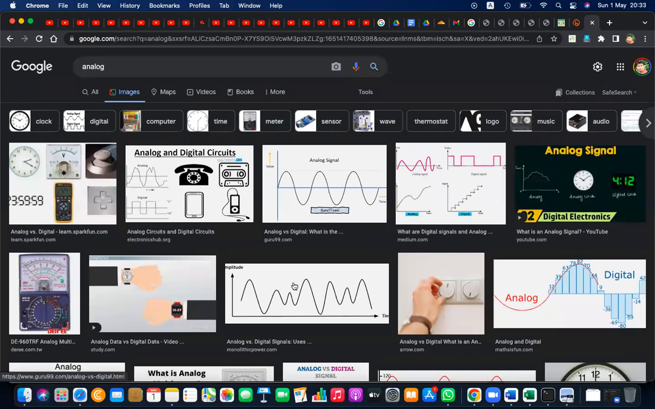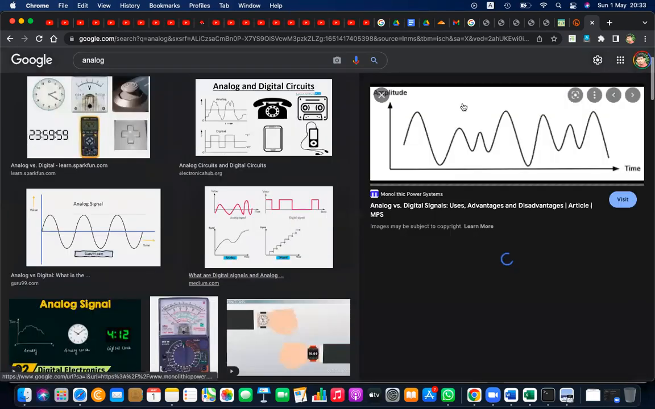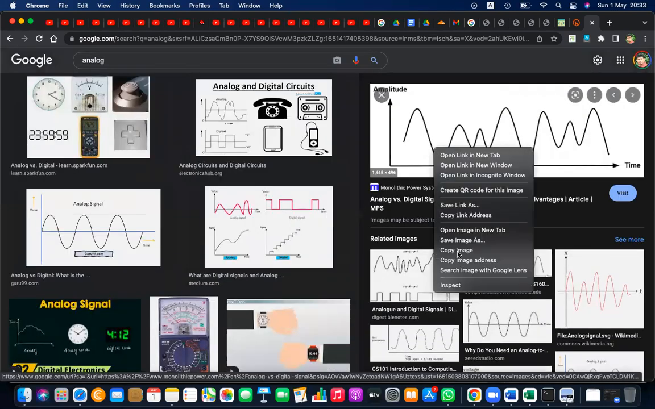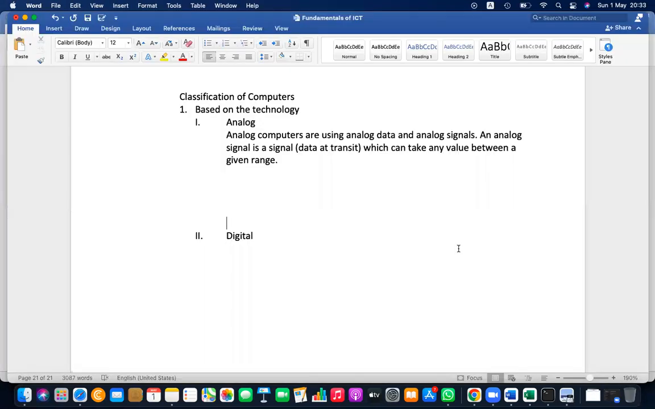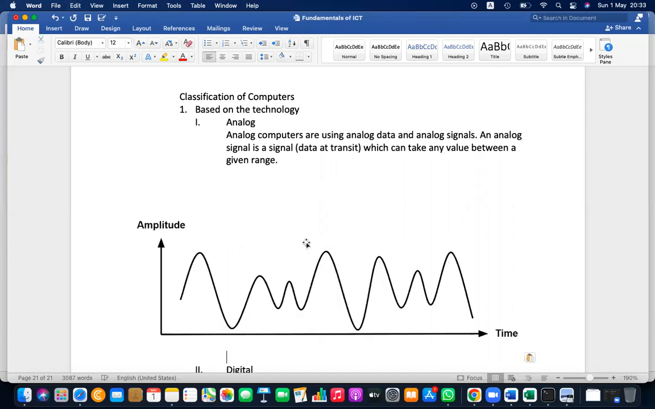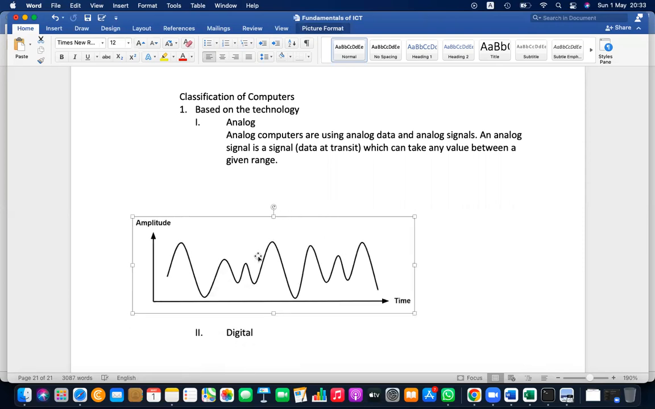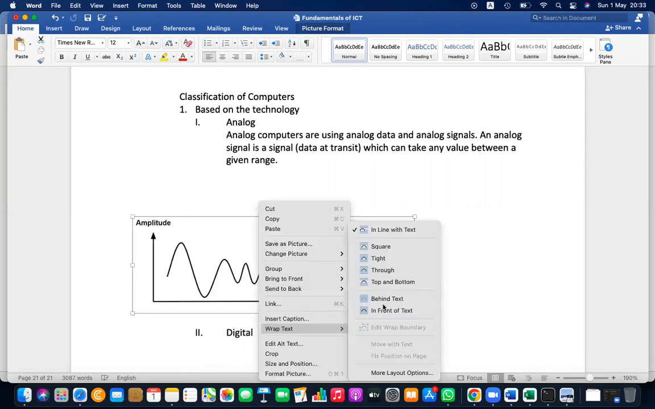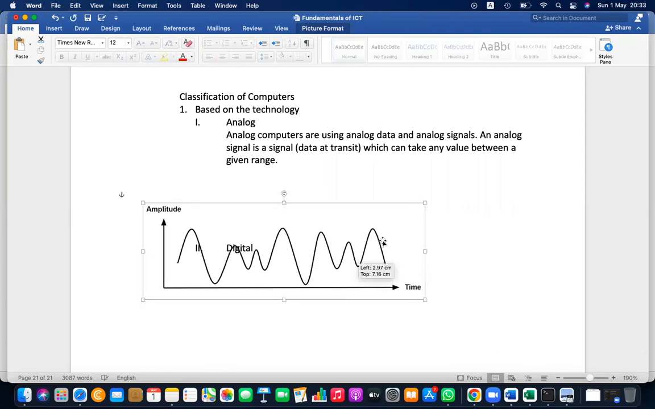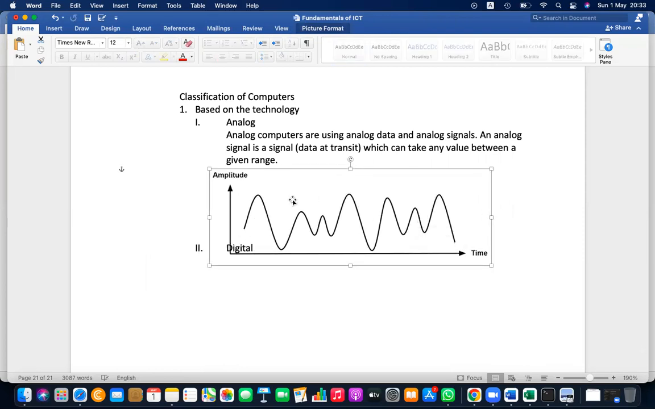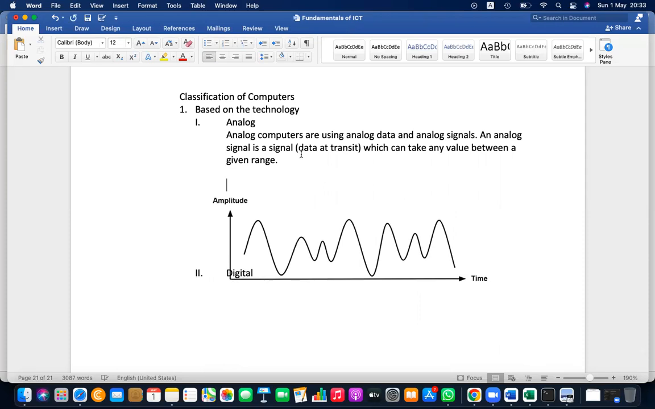So here, let's say there is a comparison of amplitude over time. Let's take one side amplitude, the other side time. Any amplitude, it can take any amplitude. But there is a maximum and minimum. Between this maximum and minimum, it can take any value.